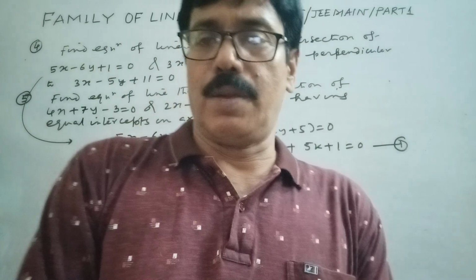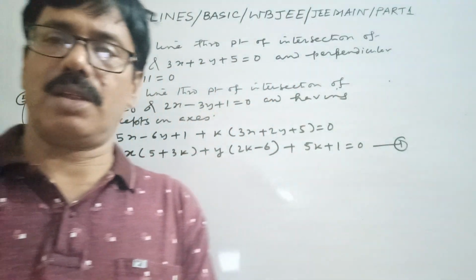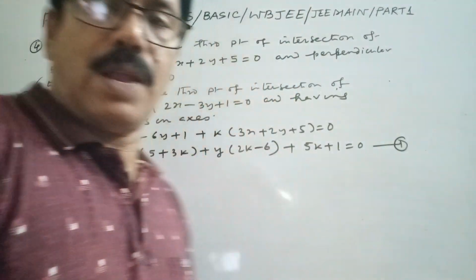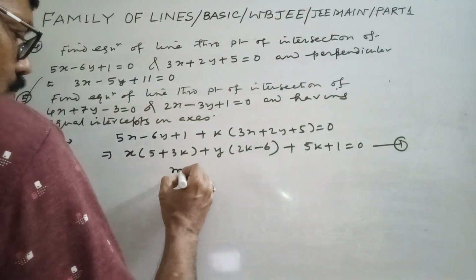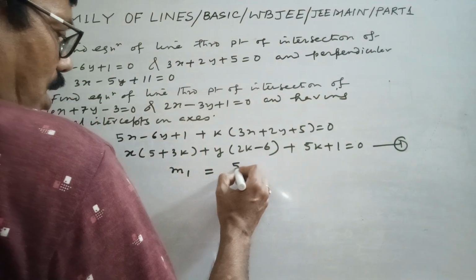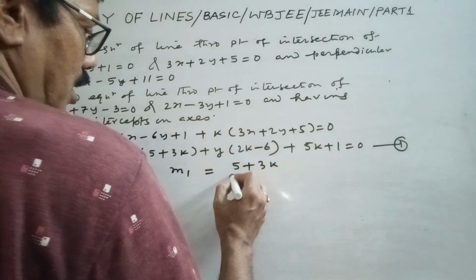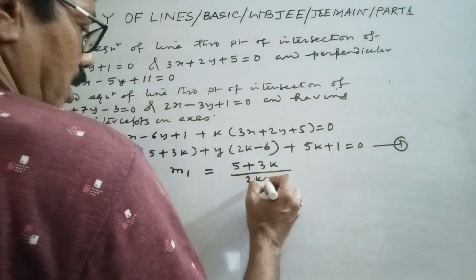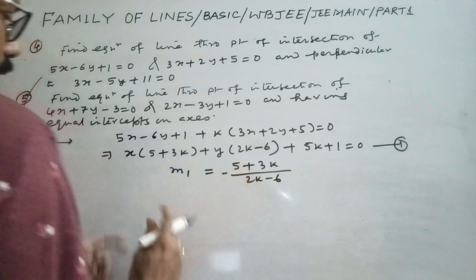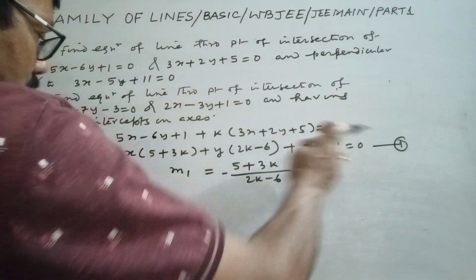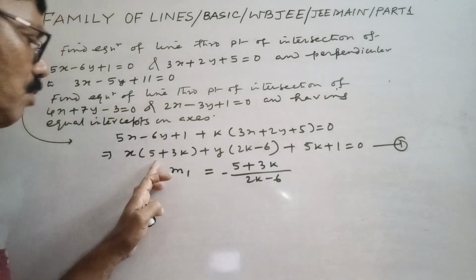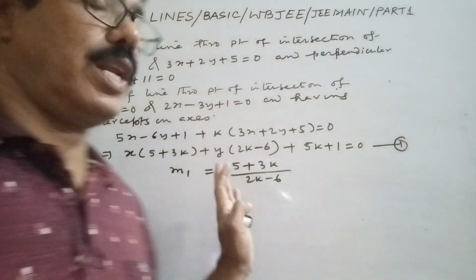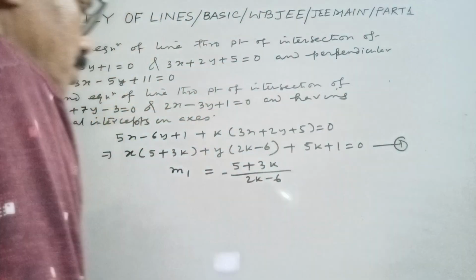So if two lines are perpendicular, you have to find the slope. M1 M2 is minus 1. So what is the slope of the line? M1 equals 5 plus 3k by 2k minus 6 with a negative sign. Transfer this to the right hand side, so we get a negative coefficient of x by coefficient of y, when x and y are of different sign.